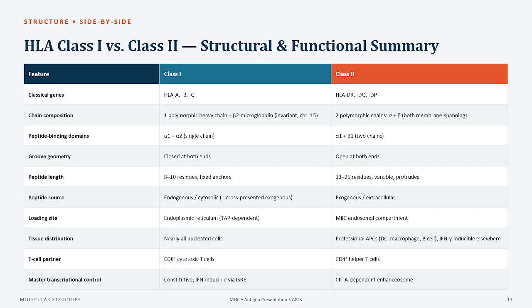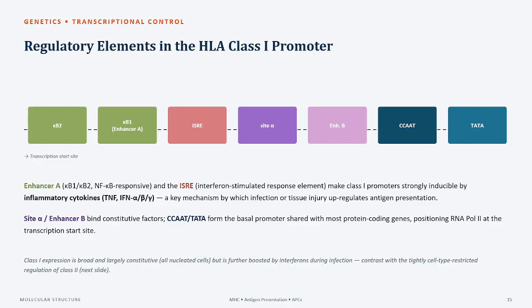The loading site is the endoplasmic reticulum and TAP dependent for class 1, and MIIC endosomal compartments for class 2. For tissue distribution, it's nearly all nucleated cells for class 1, and professional APCs, mainly dendritic cells, macrophages and B cells, for class 2. Then the T cell partners differ, and then the master transcriptional control. So it's a brief summary slide which you can look into.